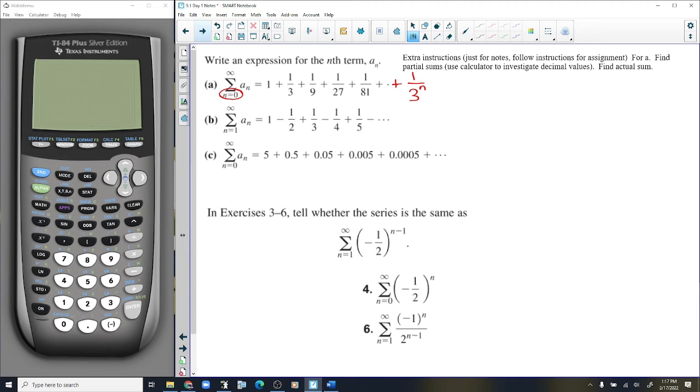Now in letter B, the first thing I notice is that it's alternating. Plus, minus, plus, minus, plus. So the first thing I'm going to write is -1.